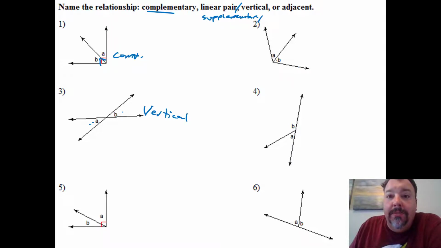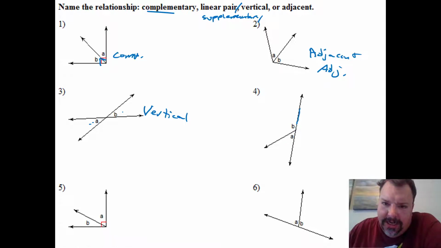Number two over here, A and B, side by side. No other special characteristics, no box. It doesn't form a straight angle. So this must be adjacent. And usually I'll just abbreviate it like that. And number four, this does form a straight angle, straight line. So here's our straight line, and we can see it's divided up into two. So this is going to be a linear pair or supplementary angles.